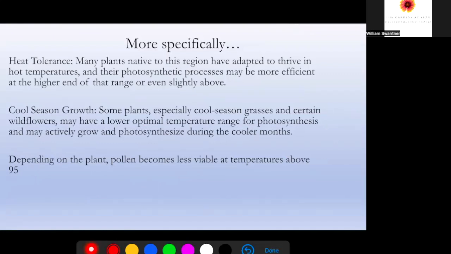Some plants simply means the opposite of the first one, the heat tolerance. Some plants are adapted for doing the photosynthesis, respiration, transpiration at lower temperatures because they've evolved that way. And then finally, depending on the plant, many times the pollen becomes less viable. This actually goes to the second video. Less viable at 95 degrees. And what difference does that make?